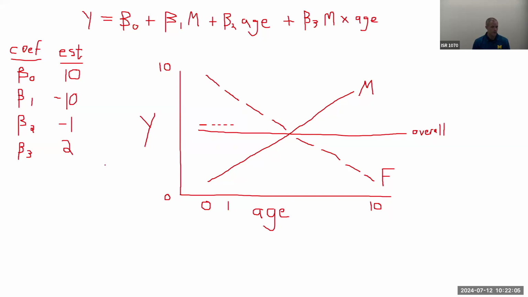Okay, the first word that enters your mind is change. And based on the interpretation that we wanted to make, beta 3 is telling us how that slope changes for males relative to females.